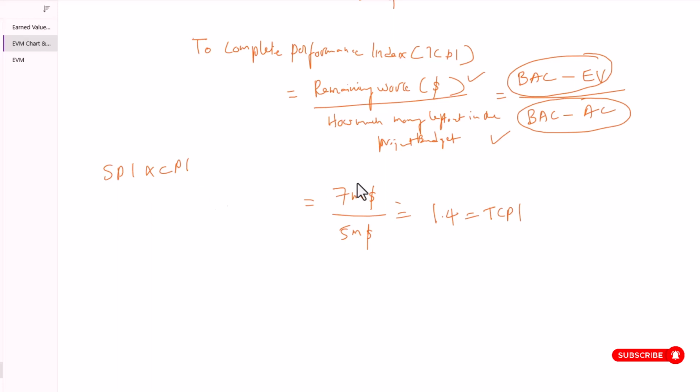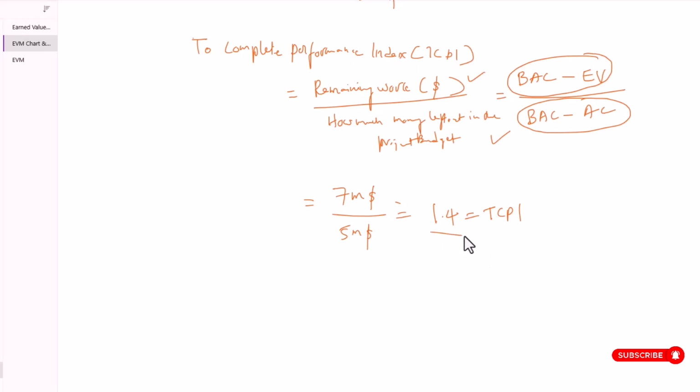The reason is, you see, the amount of work you get to accomplish in terms of dollar value is greater than the amount of money you have in your pocket. When we divide this value by this value, you get 1.4. Now let's understand how to infer this value. When it comes to SPI and CPI values, greater than 1 is a good indication you are doing well in the project. However, TCPI is an exception. The moment you see a number greater than 1 in TCPI, this means things are not good. We have a big challenge.